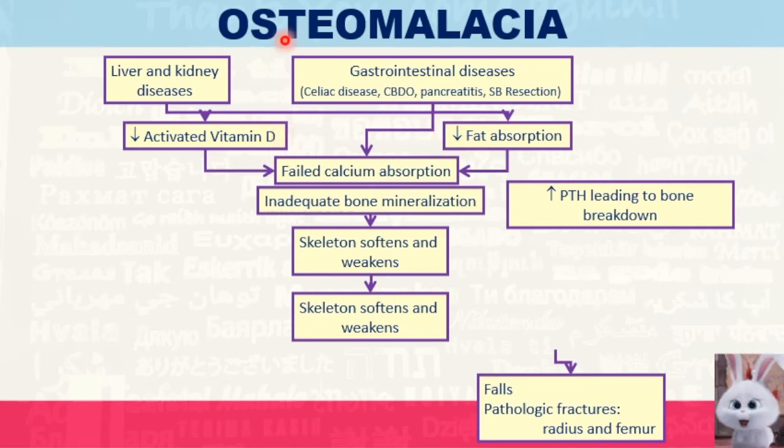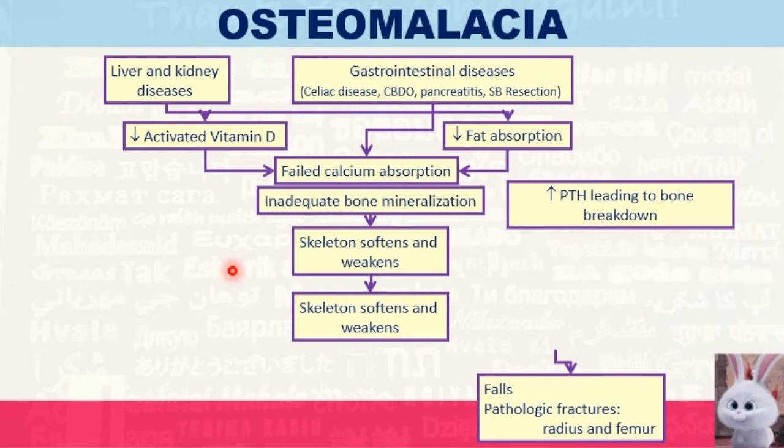Decreased fat absorption is also leading to a decrease in activated vitamin D. All of these factors combined would lead to failed calcium absorption. Because there is a failure of calcium absorption, the effect on the bone will be twofold. One, there will be inadequate bone mineralization. Okay, not enough calcium in the blood, not enough calcium from the nutrients, there will be no calcium going towards your bone. The next problem is, since there is lack of calcium in the body, your body would try to compensate.